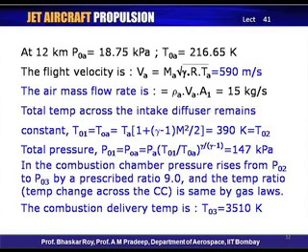Now, the total temperature across the intake diffuser remains constant. There is no work being done, there is no transaction of heat or work, and hence the total temperature is conserved, and that remains at 390 K, with which it enters the combustion chamber, assuming there are no losses through the ducts or valves that you have in a pulse jet.